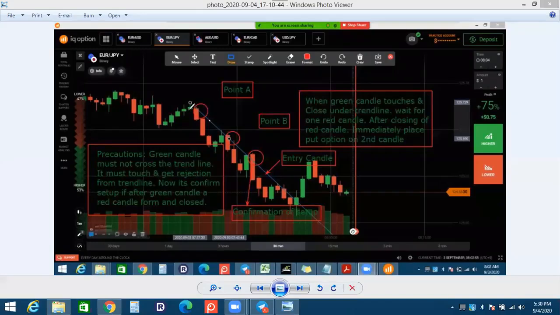So from this setup, the two candles go down, and the two candles again go down. When the first candle goes down, we will trade on the second candle. So that is our entry candle.